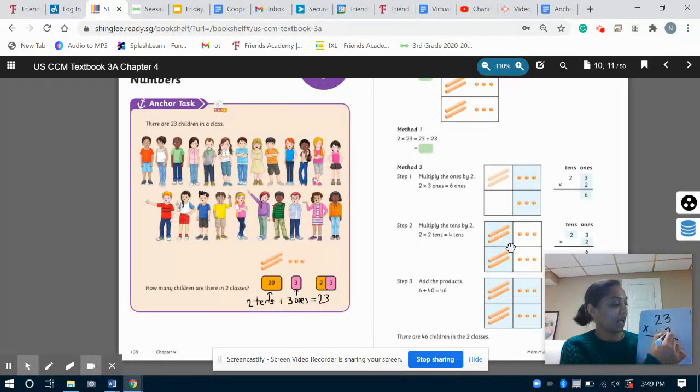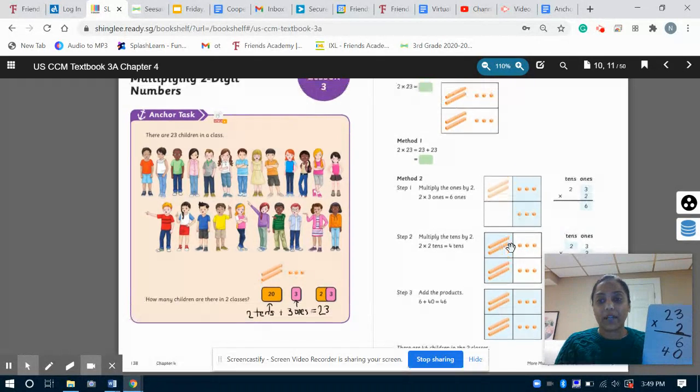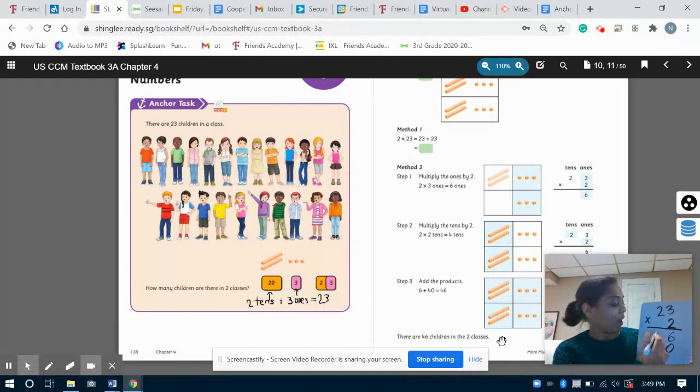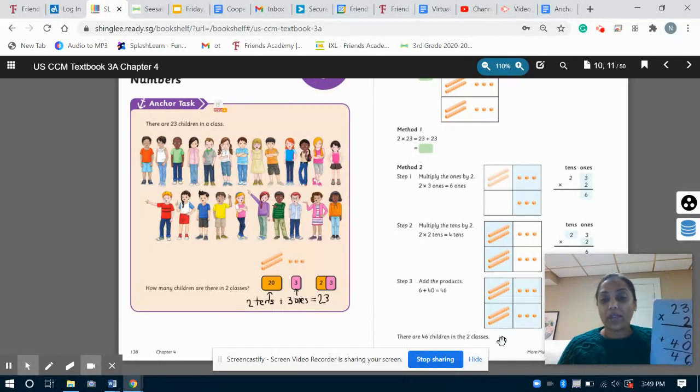So if I do 20 times 2, what do I get? I get 40, right? So that's what you write underneath here. And you can see that there, and then you add these together, and you get 6 plus 0 is 6, and 40 plus nothing is 40, so you get 46. And that's how they have shown it.